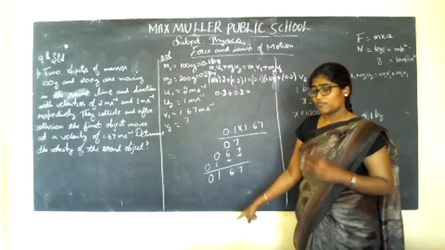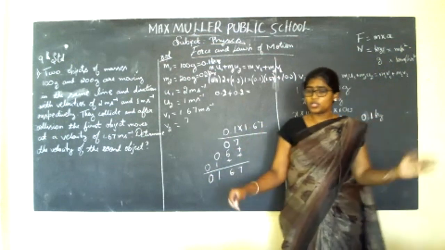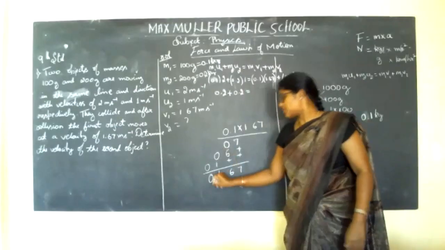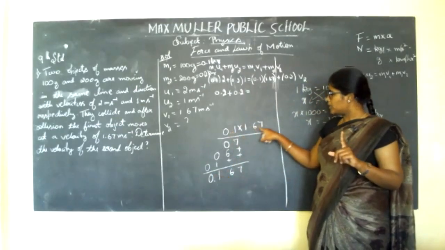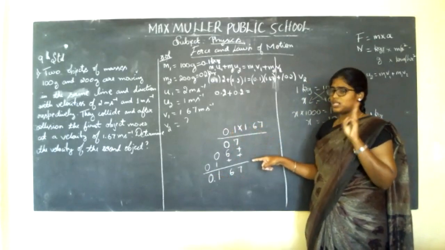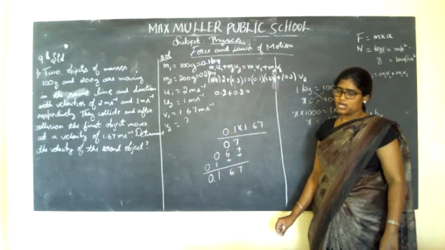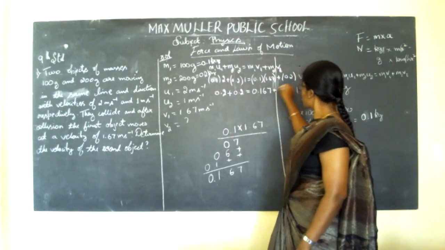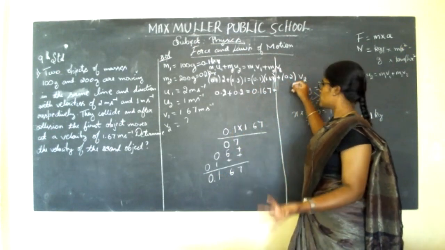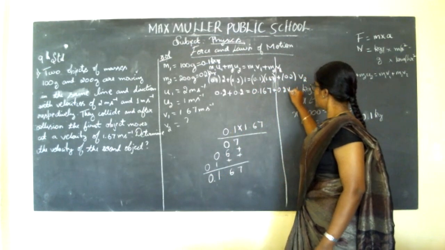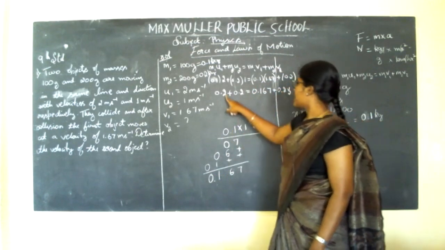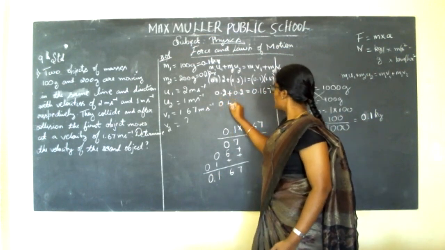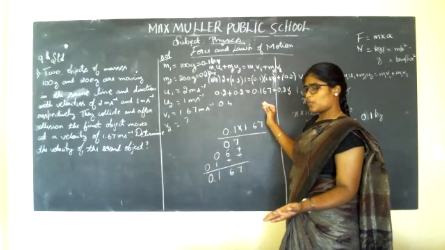After how many numbers are you going to put the decimal point? You are going to start counting from your left hand. See here 1, 2, 3. So after 3 numbers you are going to put the decimal point. So you will have 0.167 plus 0.2 into V2, that is 0.2V2. Clear? Now add. 2 plus 2 is 4. 0 plus 0 is 0. So it is 0.4. And this plus, if it is coming this side, what happens? Minus.